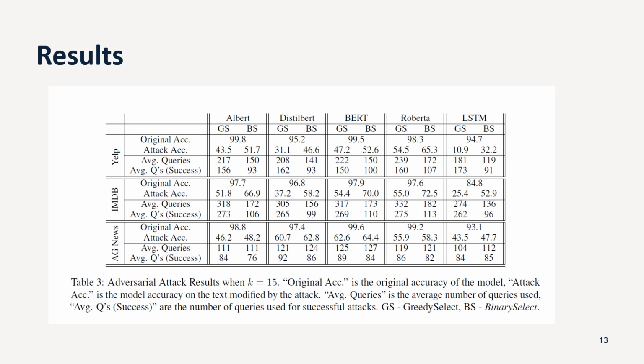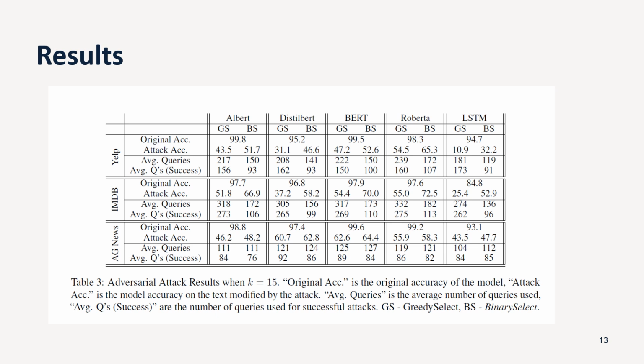Binary select reduces the number of queries greatly with some drop in the attack effectiveness. We see a drop in query amount for both IMDb and Yelp datasets. Focusing on the Albert classifier, we see a 31% difference in queries between greedy select and binary select. This drop in queries caused a slight drop in attack effectiveness of 16%.